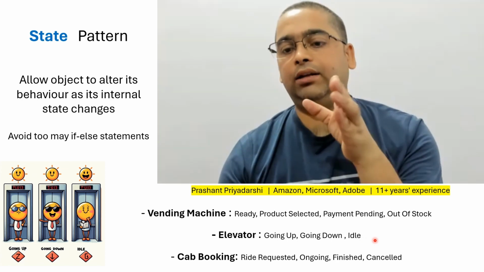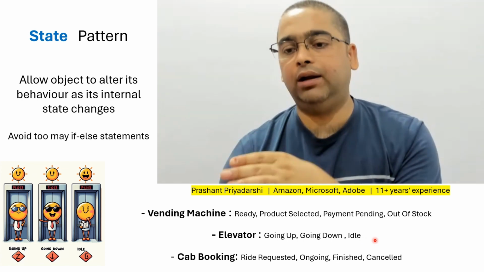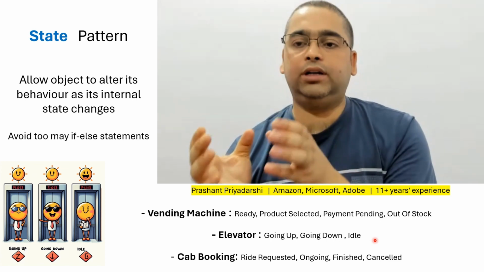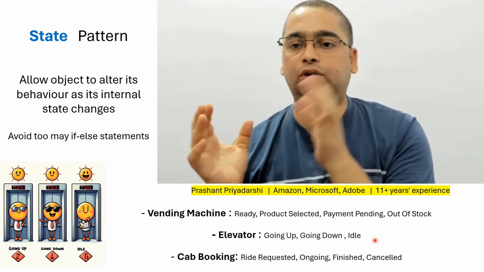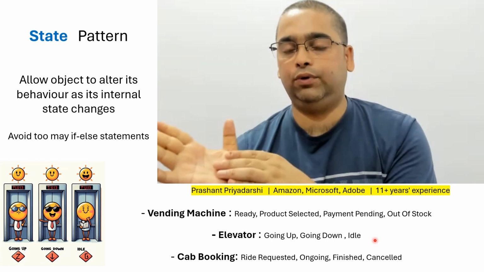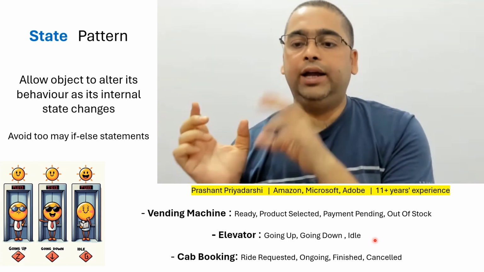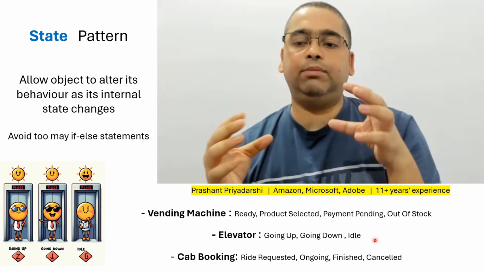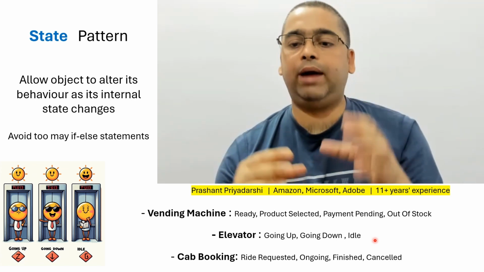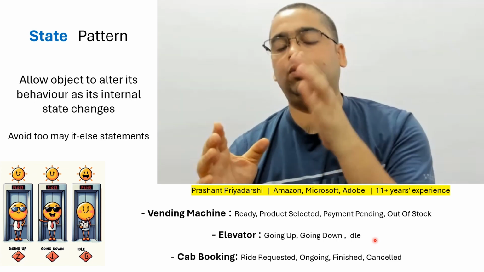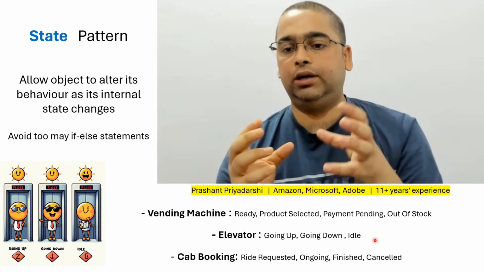Let's take the example of a smart elevator system. The lift can be either going up, going down, or idle. Let's suppose a user is on the 4th floor and wants to go to the 8th floor, so they press the destination floor 8. There can be multiple lifts in that elevator system, and the system will send this request to all the lifts to find the optimal lift.